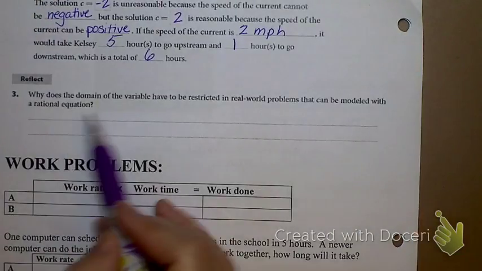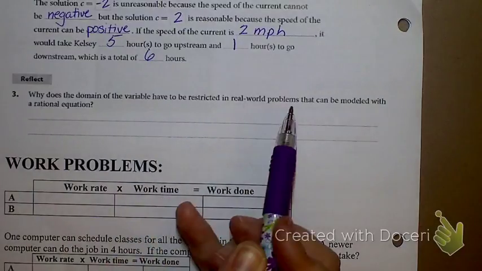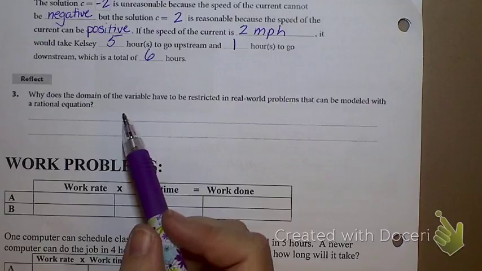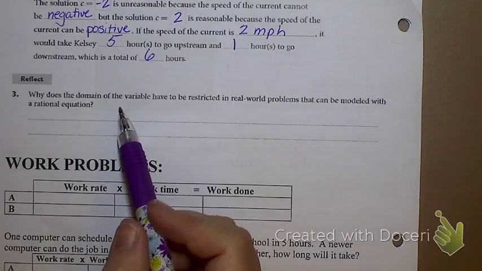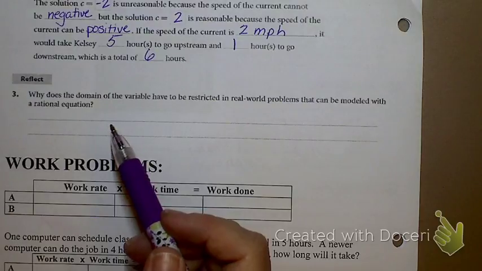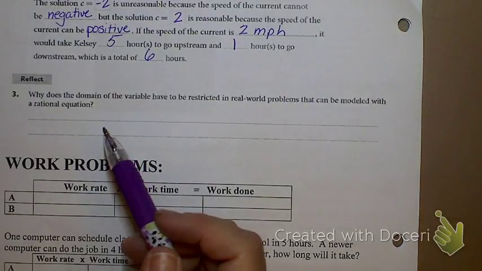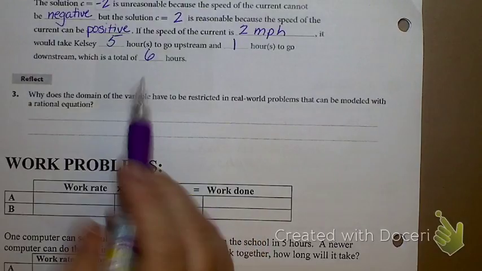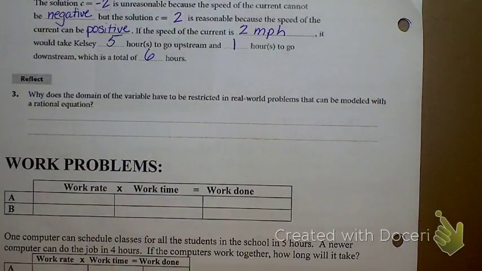Why does the domain of the variable have to be restricted in real-world problems that can be modeled with a rational equation? Well, we kind of discussed that. The domain was restricted because we can't have a negative current. We can't have a negative time. We can't have a negative speed. We can't have a negative distance. So depending on what kind of circumstance you're talking about, you may have to say, we have to throw out all negative numbers. Okay? I'm not going to write that in there. We just talked about it, so we're good.